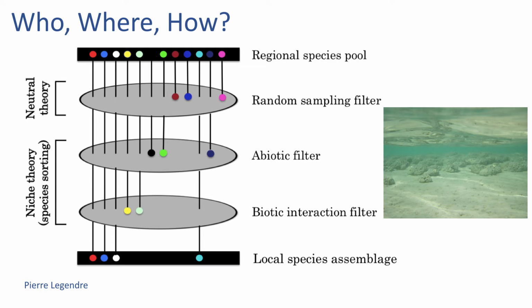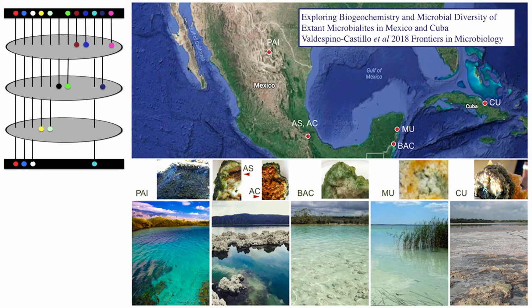And we want to know if sites that harbor microbialites, say for example in Mexico, a country that has several sites with modern microbialite reefs, have the same local community assemblage, or if they're all different, and to what environmental variables these are related. So we have worked in different environments, in desert oases, in crater lakes, and also in coastal lagoons.